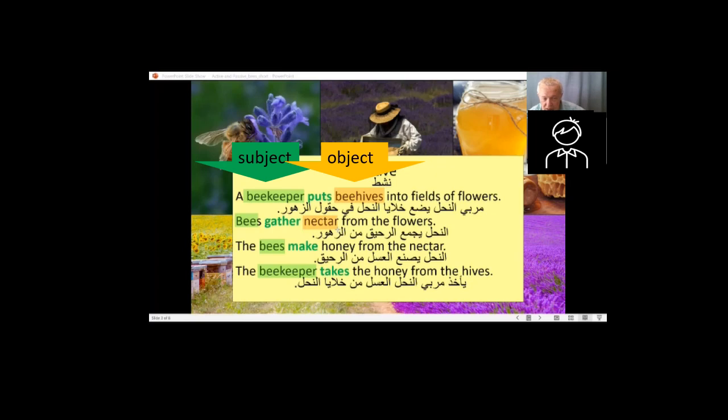And so in this case, we have the nectar, the honey, and again, the honey. So the beekeeper, the subject, puts the beehives, the object, into the field. And then the bees, subject, make the honey, the object. All right, now we come to the next part, which is the passive, I think.